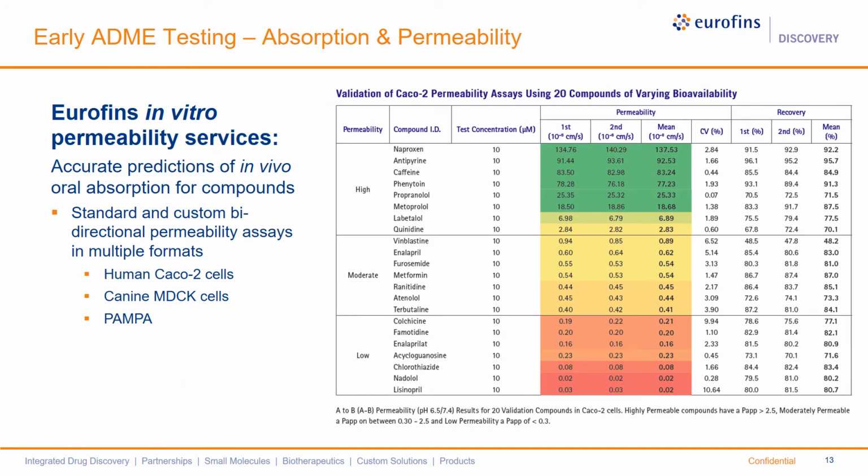Other examples of ADME testing that we can do to address things like absorption and permeability are shown in the various assays that Eurofins offers. This includes the industry standard models with human Caco-2 cells, as well as the MDCK canine kidney cells. We also have the PAMPA assays available there as well. So collectively, we can provide a complete portfolio of assays to evaluate how a drug is capable of being absorbed and its permeability from a cellular perspective.